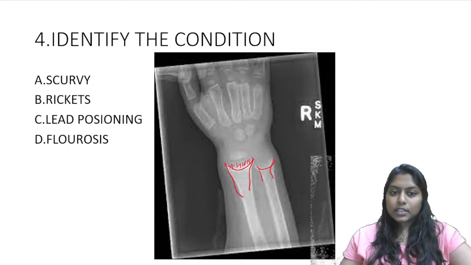And this is classical for scurvy or rickets, lead poisoning, and fluorosis. Among the options, there is the answer. So we have to just know the classical signs for every particular disease. So the answer is rickets.